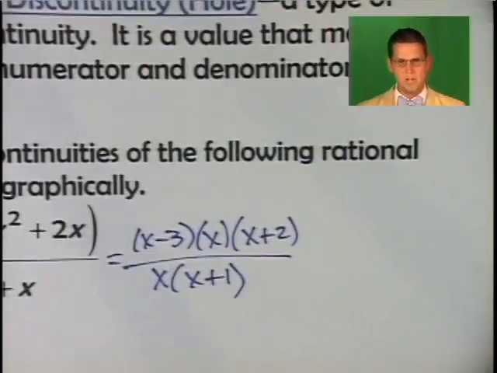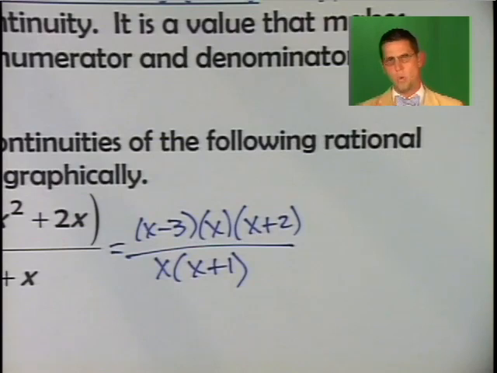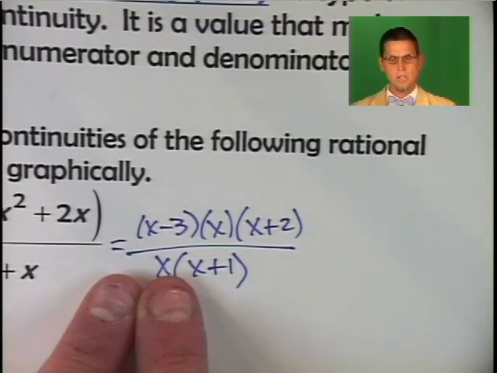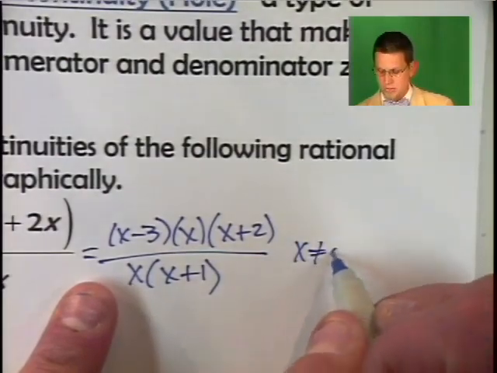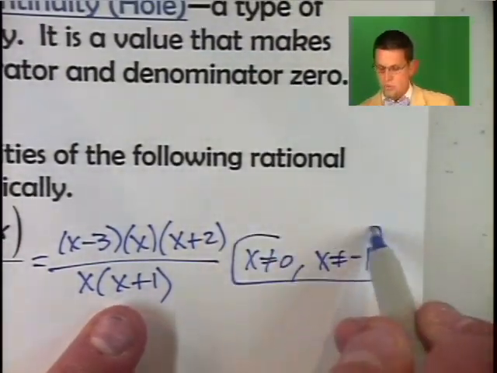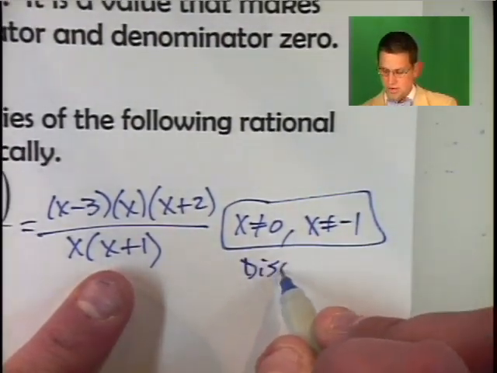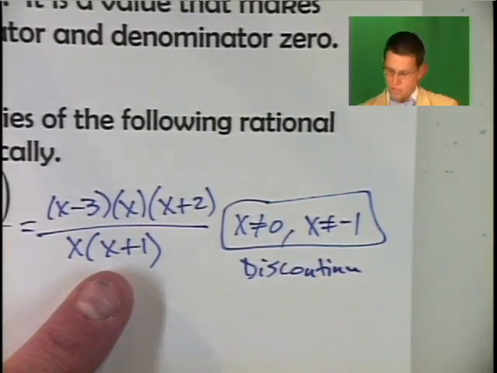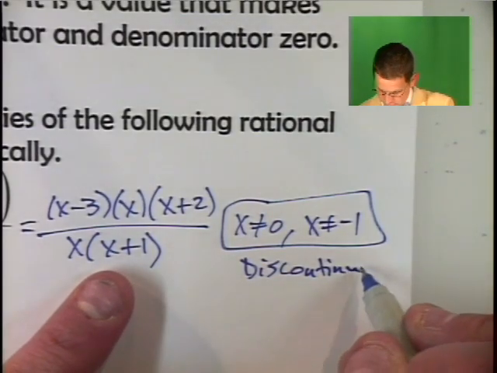Now before you cancel anything out, ask yourself this. What values make the denominator 0? What are the two roots of the denominator? Well, 0, x cannot equal 0, and negative 1. x cannot equal negative 1. Those two values right there are going to be discontinuities. We cannot divide by 0, so they're going to break the flow of the graph.